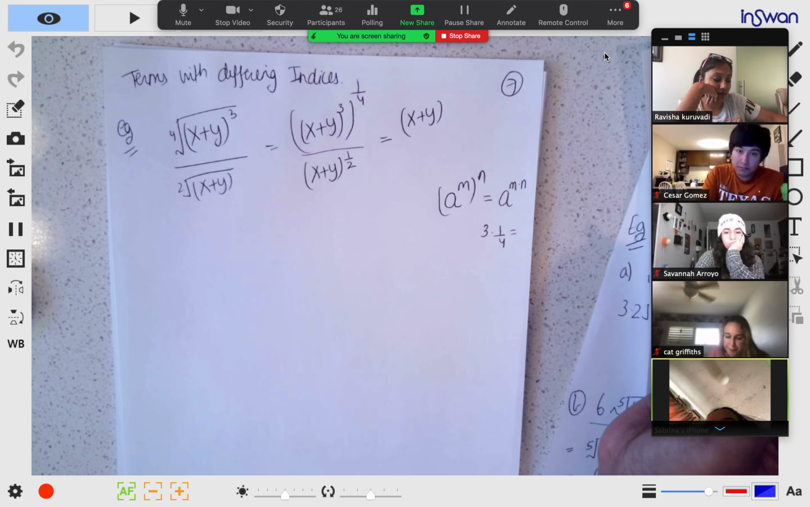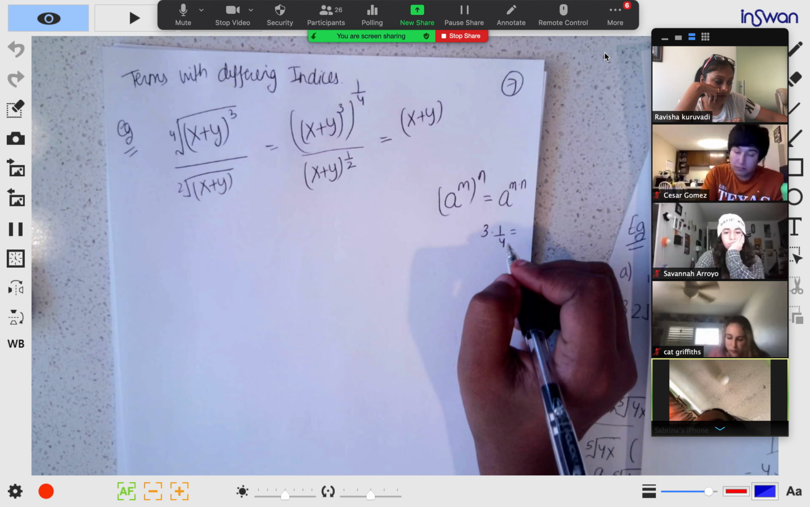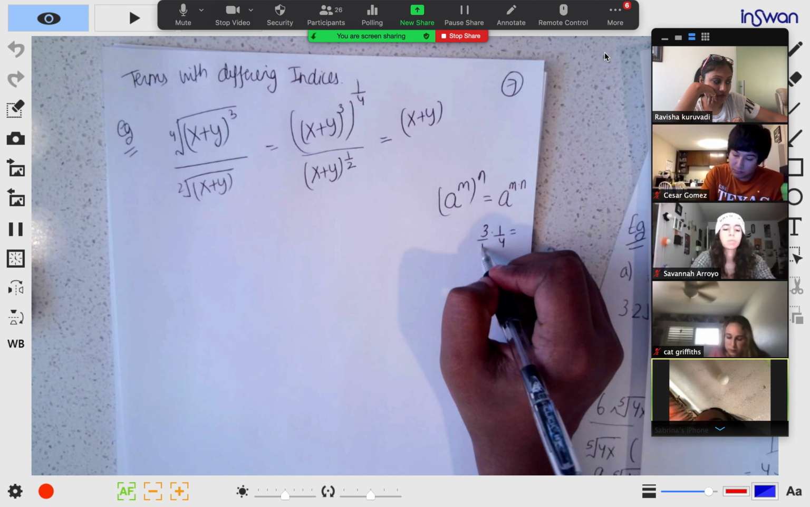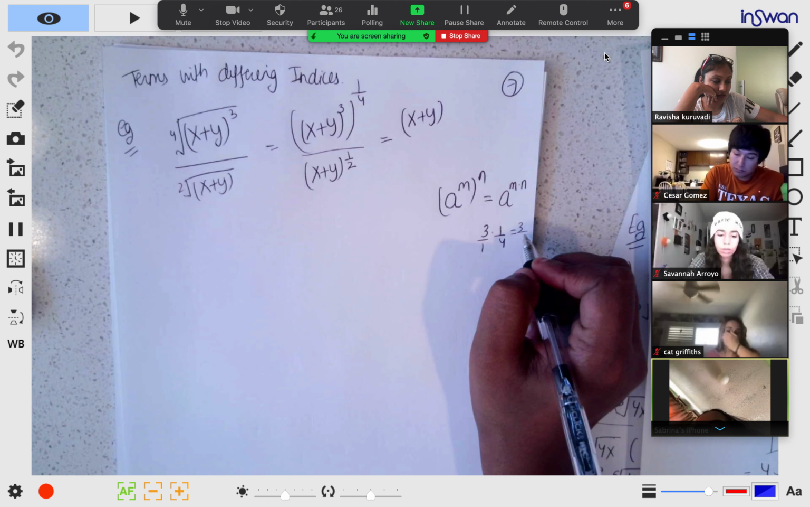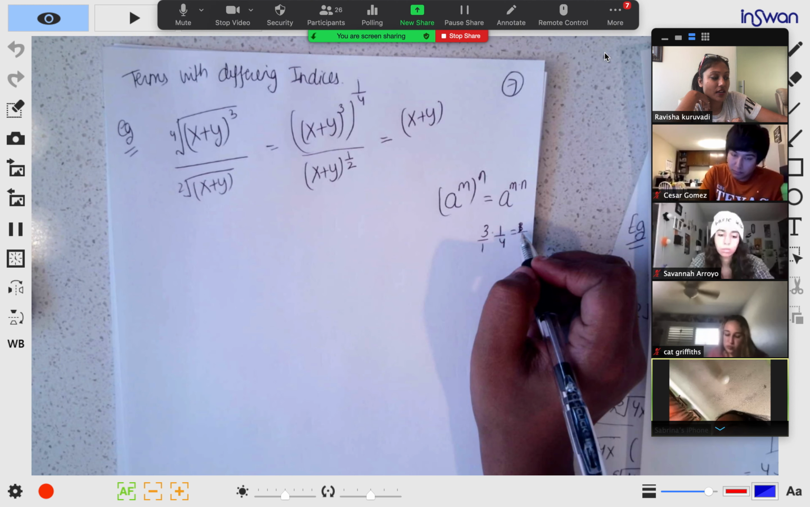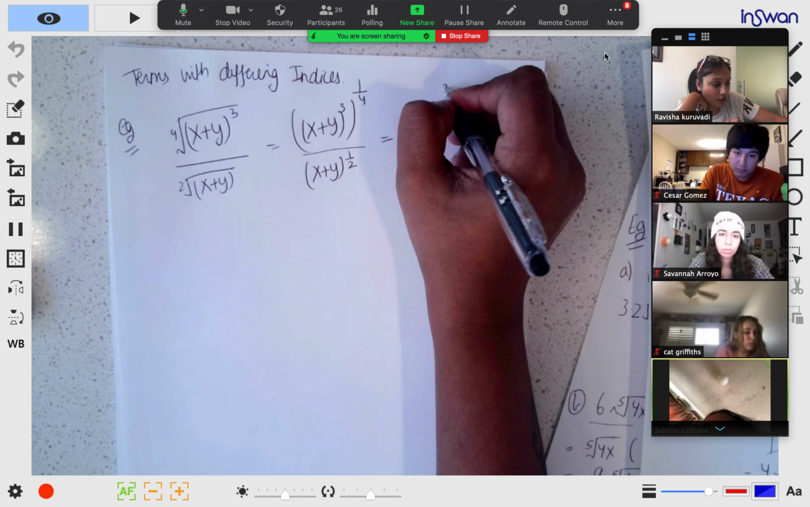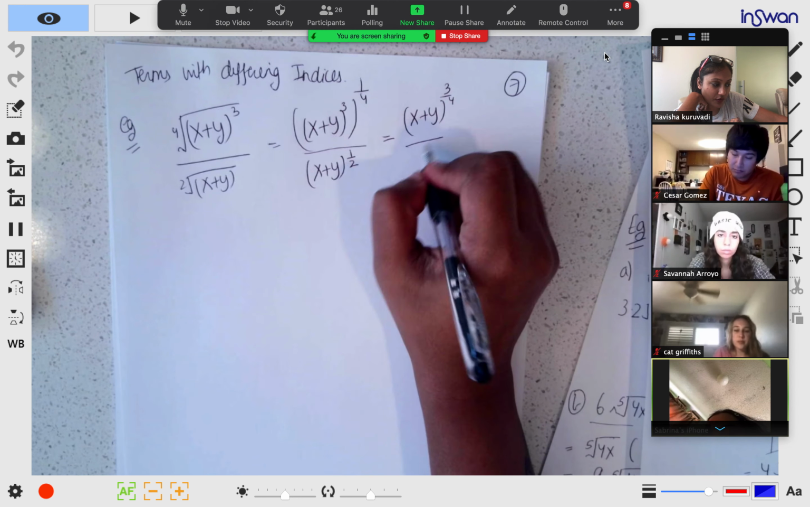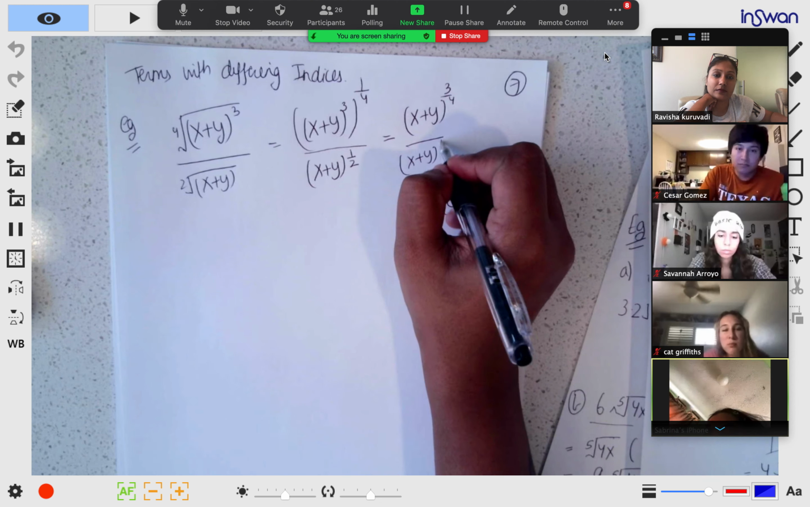Would you add a 1 under the 3? So it would be 3 over 1 times 1 over 4, which is 3 over 4? Yes, 3 over 4. So it becomes x plus y to the power of 3 over 4, over x plus y to the power of 1 over 2.